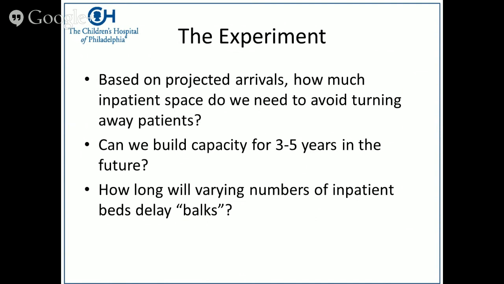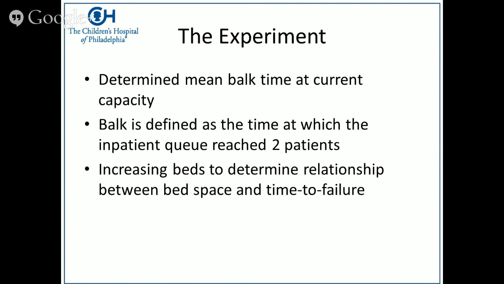There are currently 11 beds in the real world. However, we have been really, really good at playing what we call the cup game of moving things around. There have been times we've had 12 patients and we've been able to manage it. So even though we have 11 beds, we define the balk to occur when the 13th patient presents. So we want to determine the mean time to balk with the current capacity. And we essentially then simply increase the number of beds to determine the relationship between bed space and time to failure, time to that first balk.